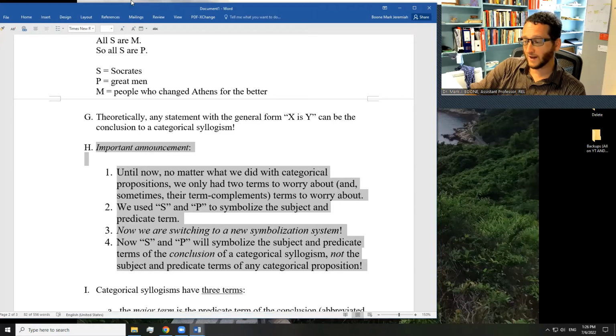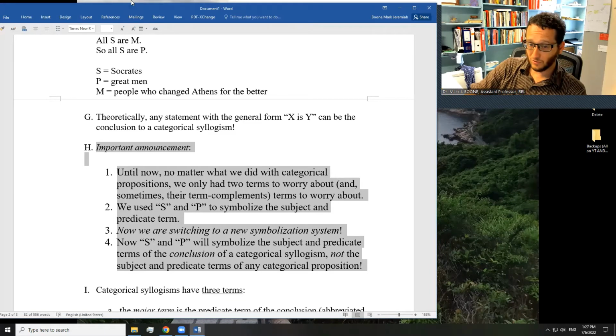So the normal way of symbolizing categorical logic when you only have two terms to worry about is to just use S and P, where S refers to the subject term and P refers to the predicate term, i.e. the first and the second term of one particular categorical proposition.